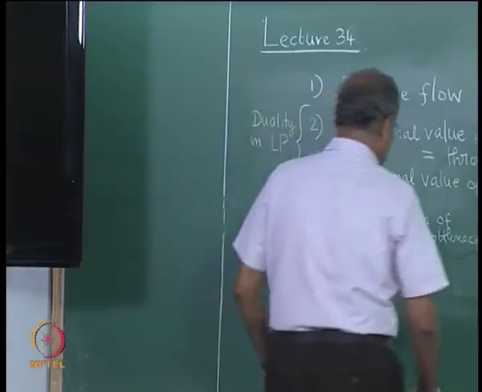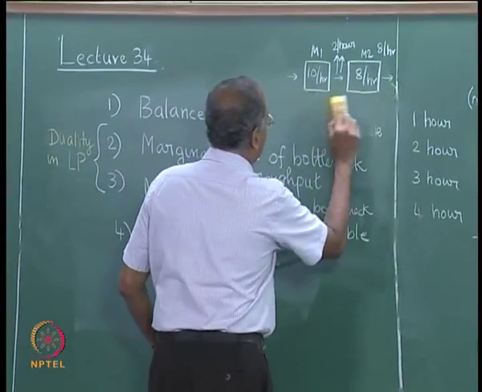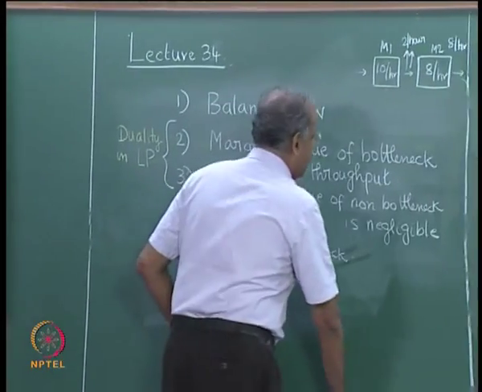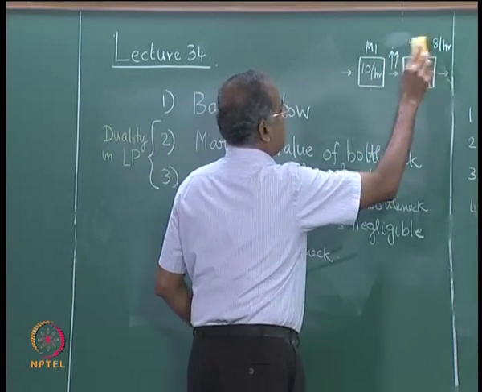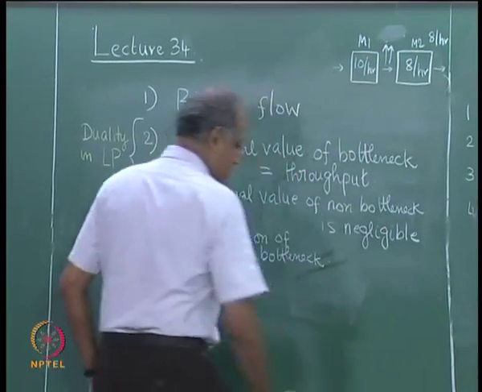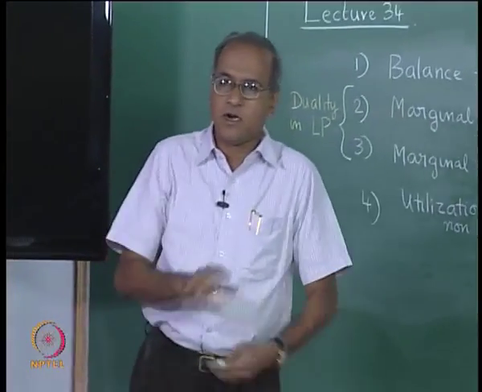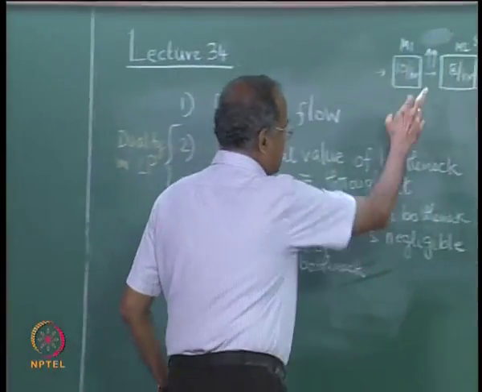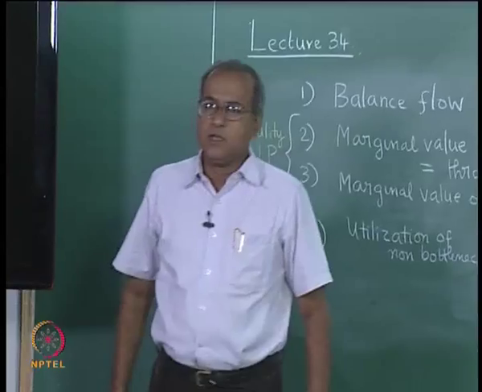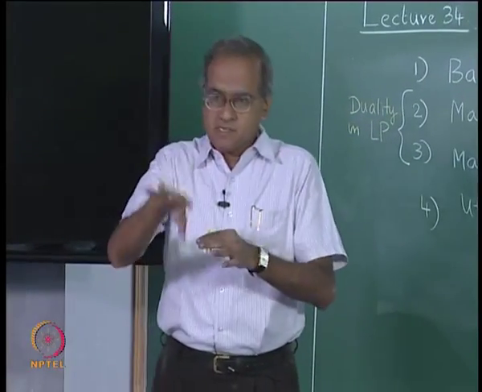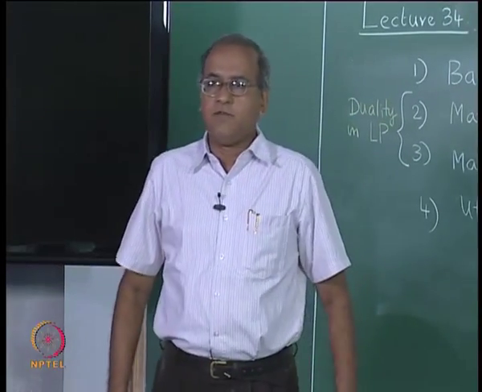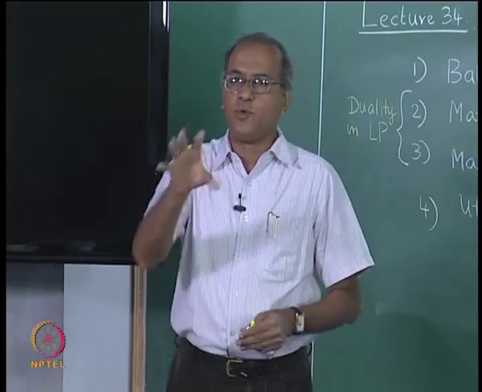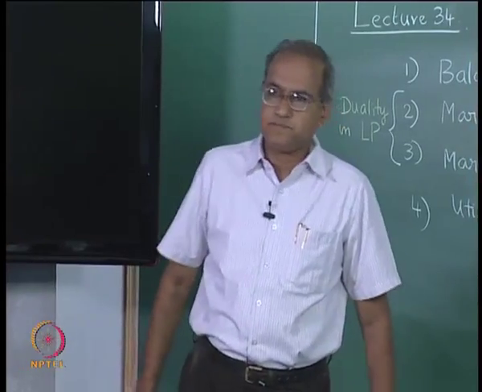Now, let us go back to the simple example that this is capable of doing 10 per hour, this is capable of doing 8 per hour, and at present we are not going to put in extra effort to increase this 8 to 9 or 10. So, the throughput will be based on 8 per hour, and if the unit revenue is 10, the throughput will be 10 into 8, 80.